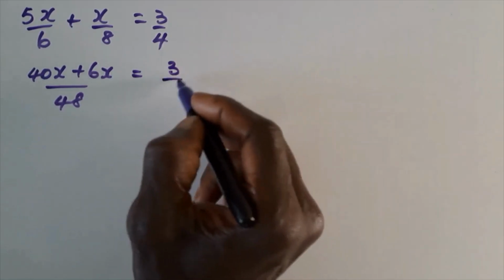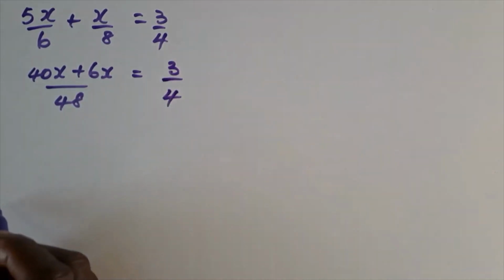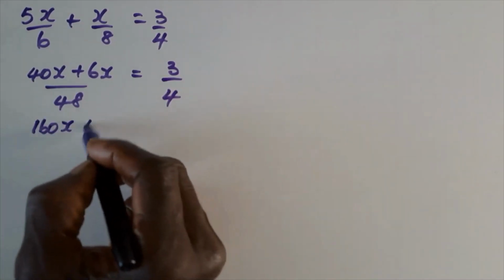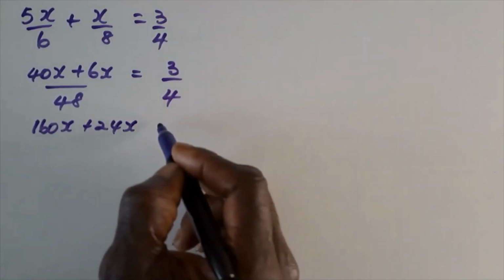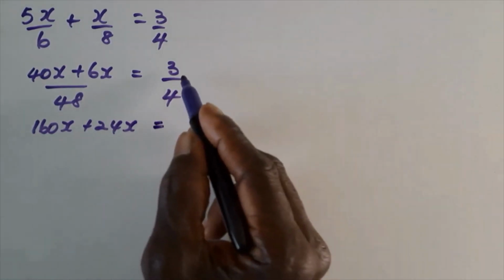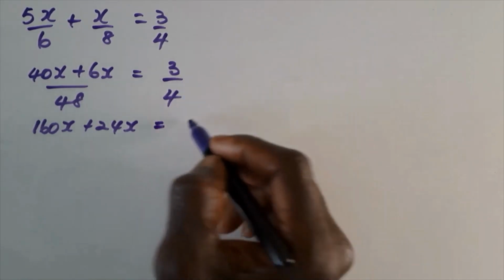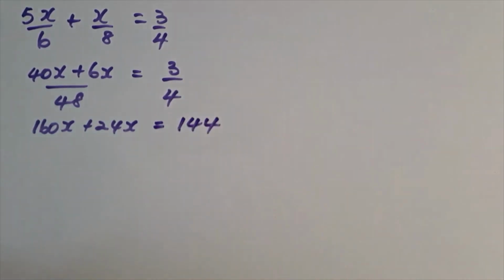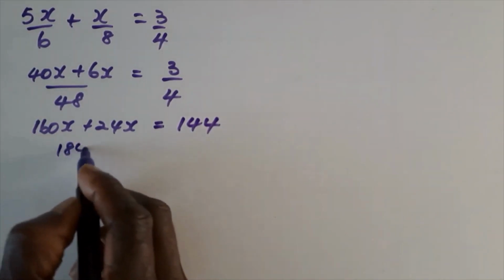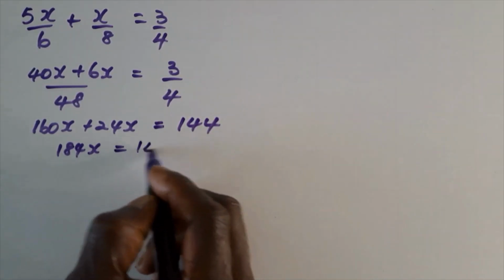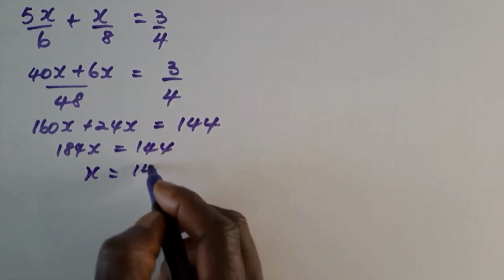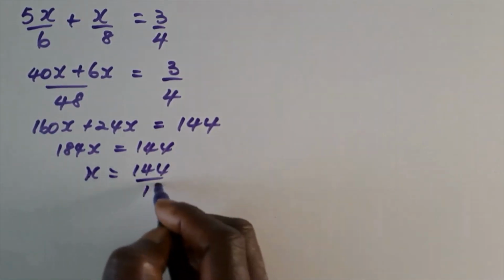3 over 4. Now if we cross multiply here, we have 160x and 24x is equal to 48 times 3, which is 144, which gives us 184x is equal to 144. So x is equal to 144 over 184.